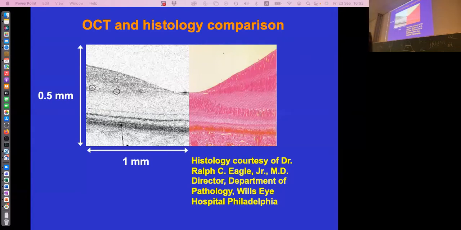Retina. Do you want a break, or should I go on and then we're done by 5? Go on. Yeah, because it's all fun and images.